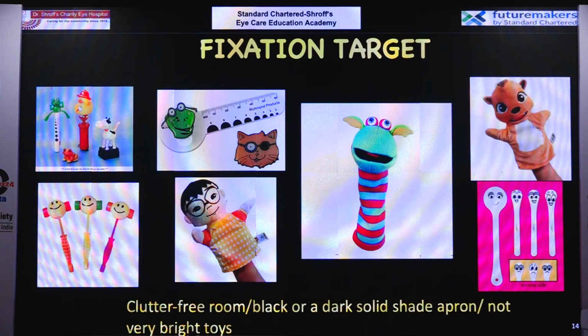So as we begin to evaluate them, what we need is good fixation targets. First, after seeing the child, one can assess the visual sphere of the child, till what distance or within the room he prefers, and then we should choose targets like puppet faces, because the child begins to see the mother's face, and mother's face has discrete features. So a puppet face is a very good target to assess a child in the OPD. Third, one should wear a dark or solid shade of apron, or even remove your apron to avoid fear, and the room should be clutter free.